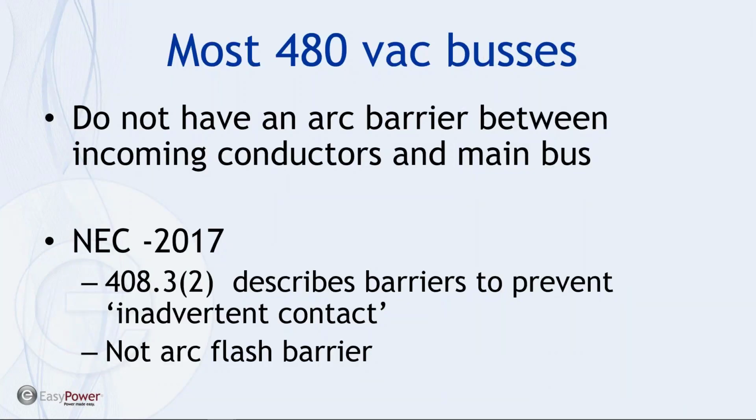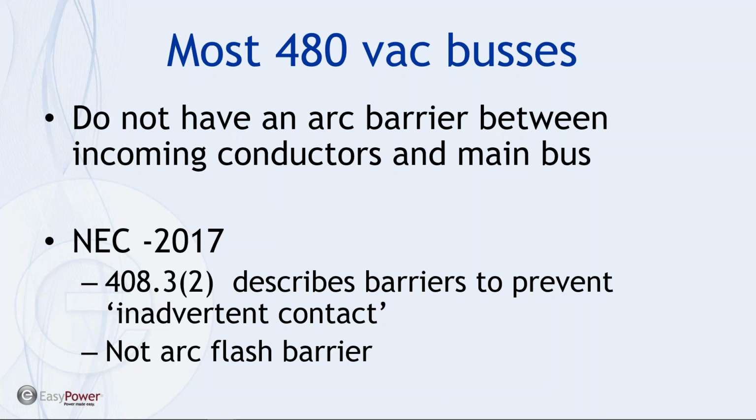In most of the 480 volt bus panels in the United States, there is not an arc barrier between the incoming conductors and the main bus. So I fear that this is an error that's made in most cases.